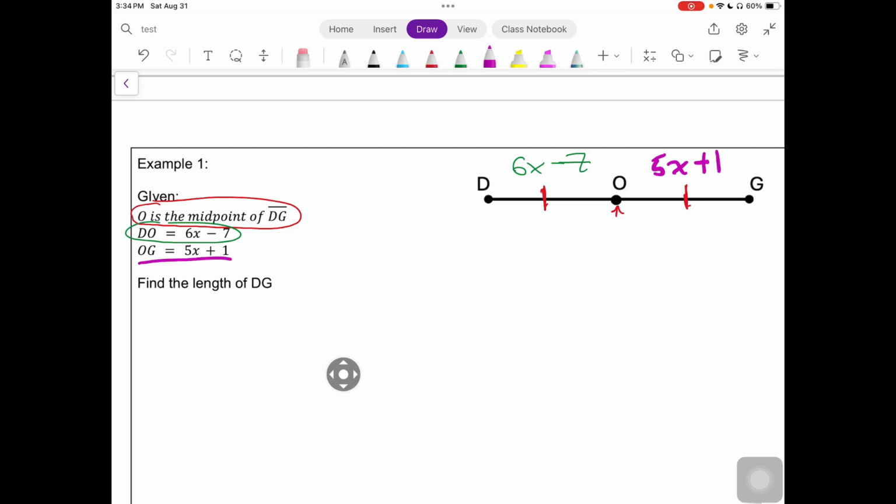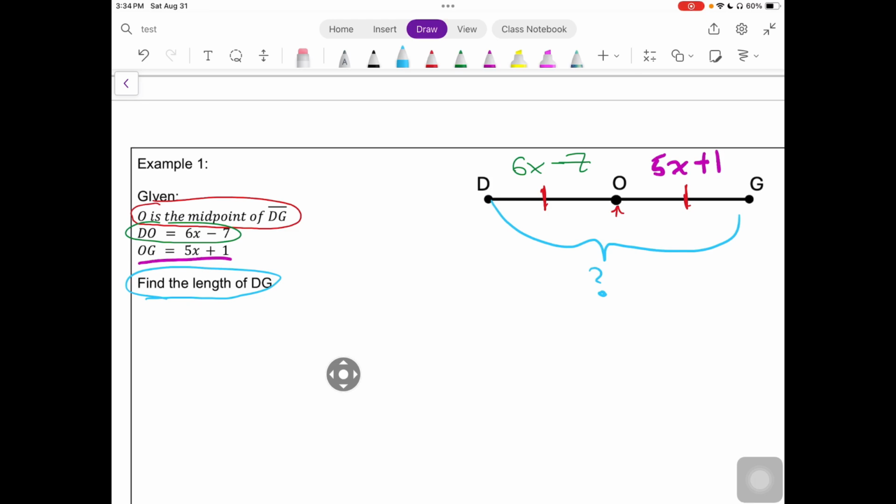Now, notice how in this question, there is not a third piece of information. We don't know what DG is. Coincidentally, that's actually what the question is asking us for: find the length of DG. So we are trying to figure out what this total length is.